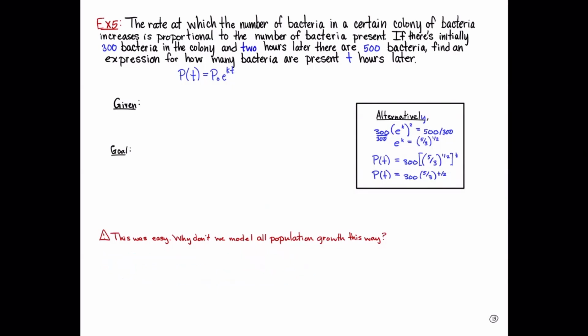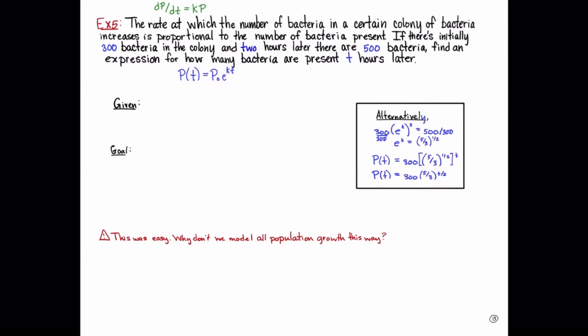Okay. So we're given the rate at which the number of bacteria in a certain colony of bacteria increases. So that is the rate of change of the population with respect to time, that's our dP/dt, is proportional to the number of bacteria present. So that gives us our setup of dP/dt is proportional to the population, which lets us know that for our solution, we should just start with P of t equal to P naught e to the kt. Okay, so that's our starting point.